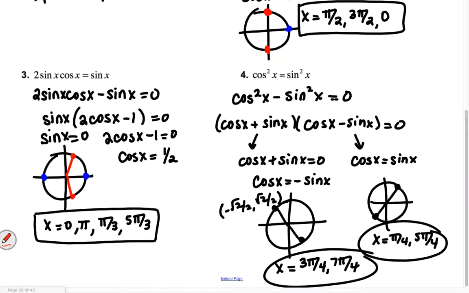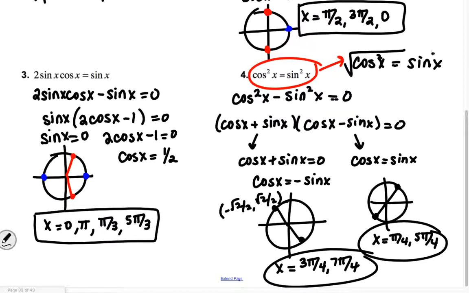All right, other things you can do. So there's not just one right way to solve these. So if I have this, many of you guys were probably tempted to take the square root of both sides, which you can. Like, you can say cosine of x equals sine of x. It's just when you take the square root, right?